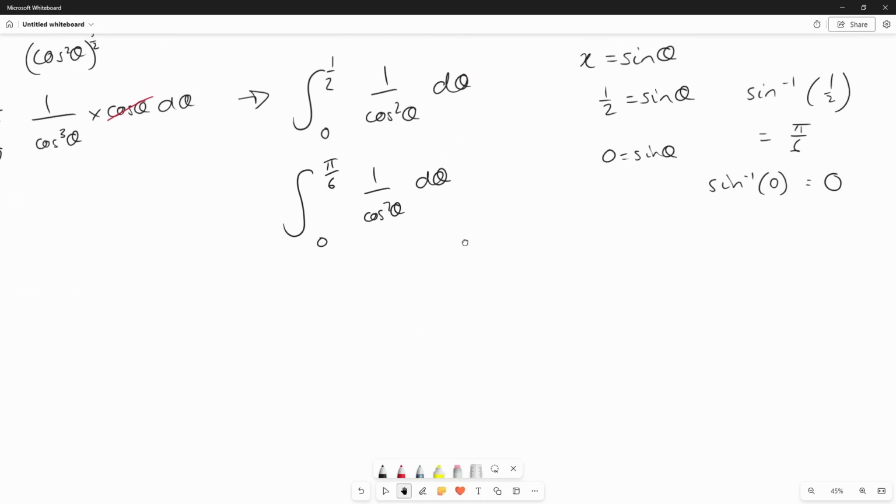I think it's at this point where lots of people get stuck, as in they don't know what to do with this further. But we should remember that 1 over cos theta is the same as sec theta. Therefore, 1 over cos squared theta is the same as sec squared theta. So we can write this as the integral of sec squared theta d theta. And when we integrate sec squared theta, we get tan theta, because when we differentiate tan theta, we get sec squared theta.